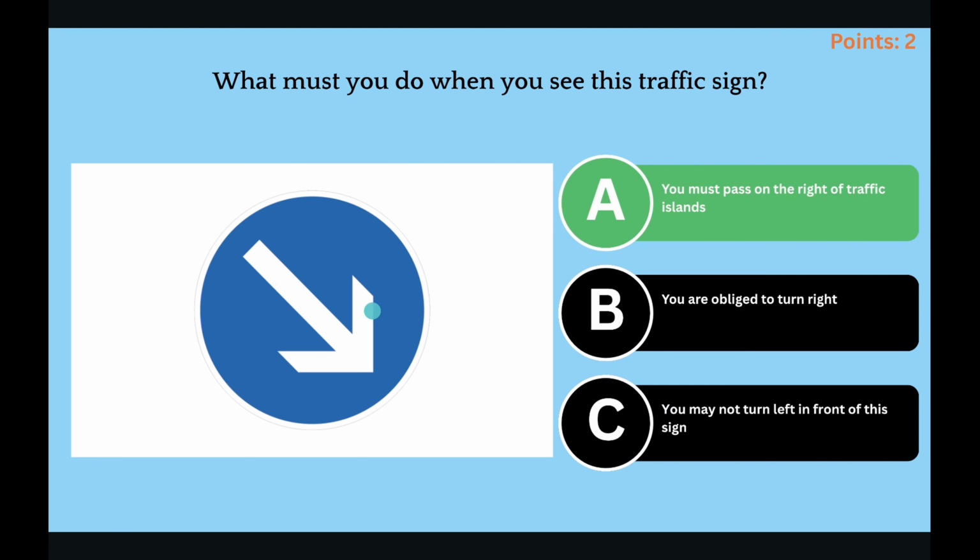When we are driving straight ahead and we see this sign, it tells us we must pass on the right of the traffic island. However, if you wish to turn left or right before this traffic sign, you are still allowed to do so. But when you are going straight ahead, you have to pass on the right of this traffic sign.